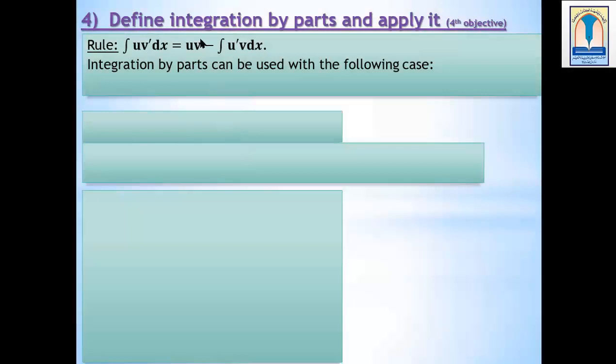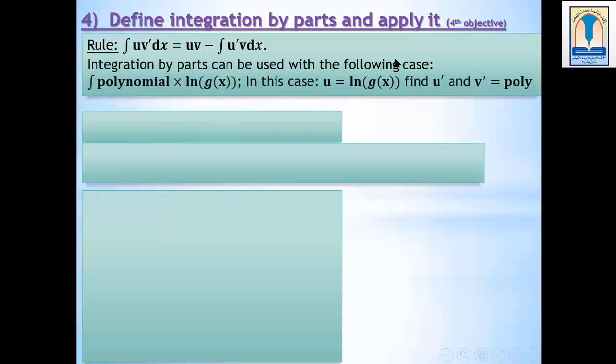In this period, we will talk about integration by parts and apply it. Rule: the integral of u times v prime dx equals u times v minus the integral of u prime times v dx. This rule is called integration by parts. Integration by parts can be used in the following case.